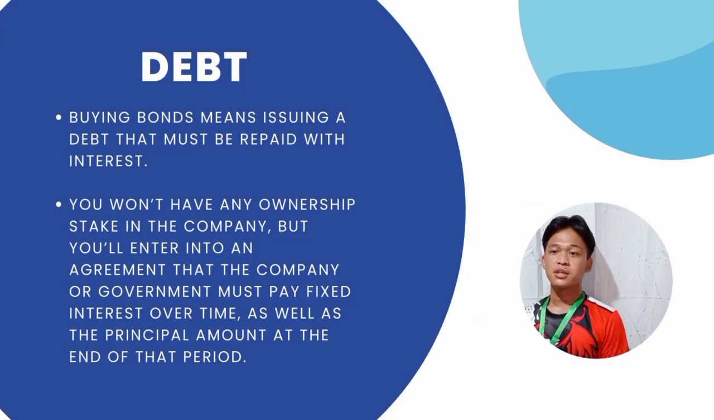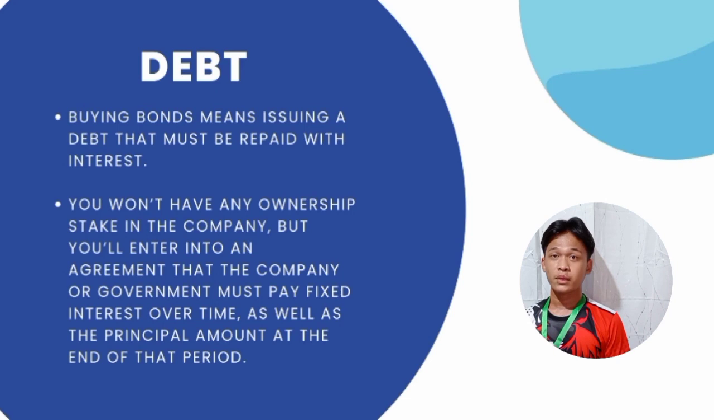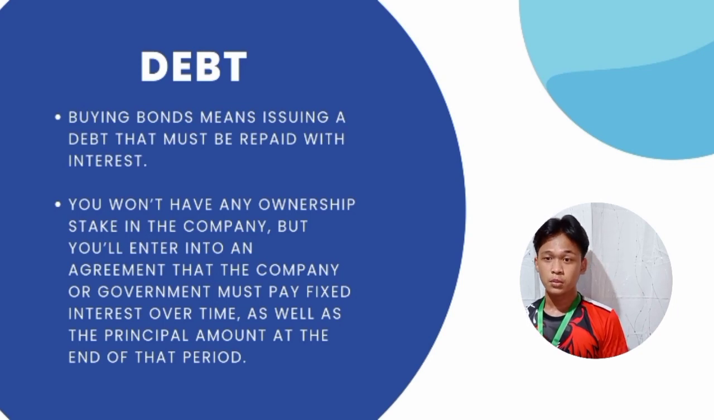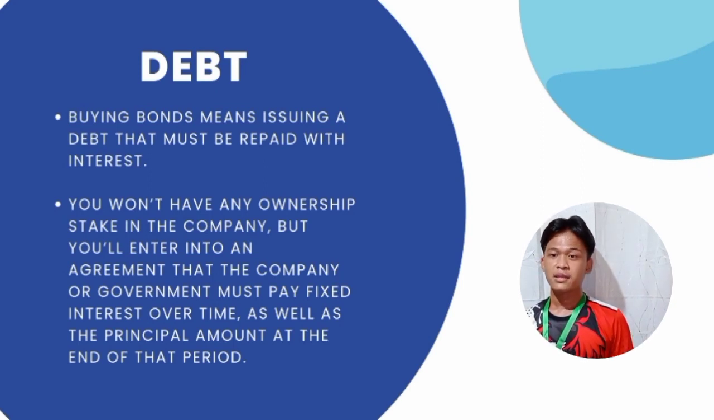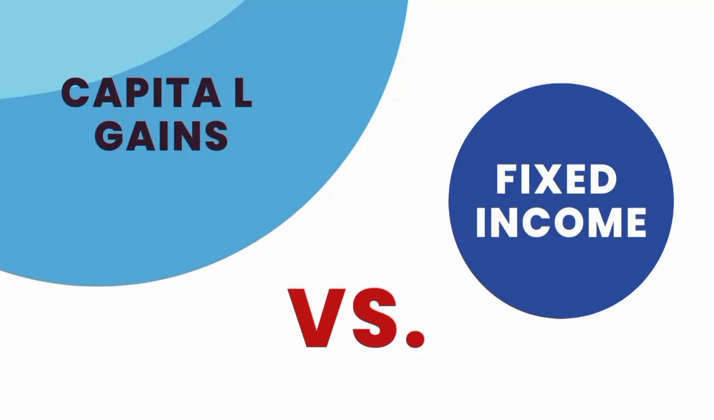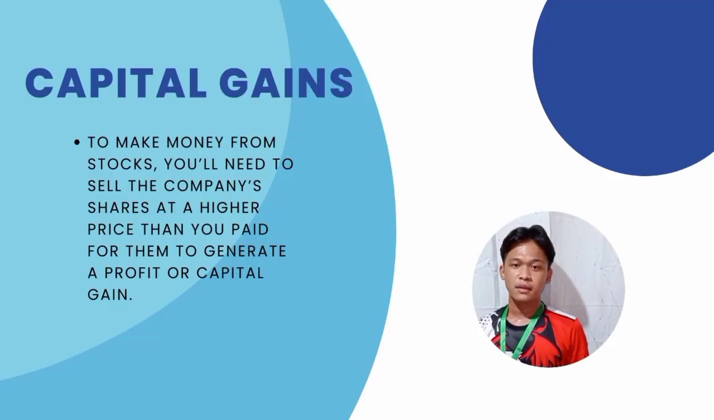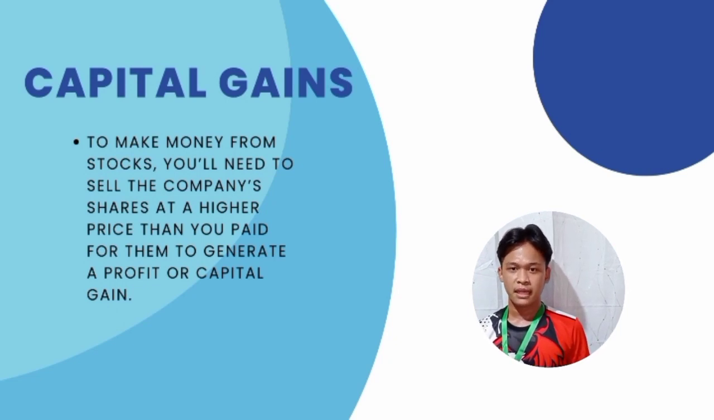Buying bonds means issuing a debt that must be repaid with interest. You won't have any ownership stake in the company, but you enter into an agreement that the company or government must pay fixed interest over time as well as the principal amount at the end of the period. To make money from stocks, you'll need to sell the company's shares at a higher price than you paid for them to generate a profit or capital gain.